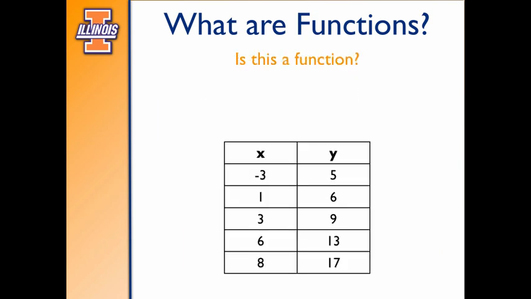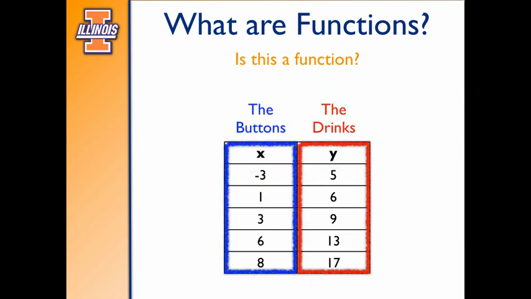Now let's take that same idea into relationships, into relations. And this relation is set up as a table. I know that my x values are my buttons, my y values are my drinks. I need to check and see, does each button give me one specific drink, or is it giving me multiple drinks? For example, I check the first button, -3. It's only paired with drink number 5. That's a good machine so far.